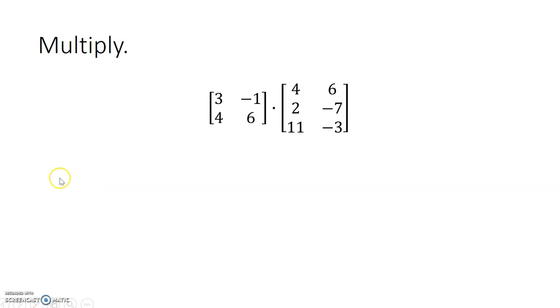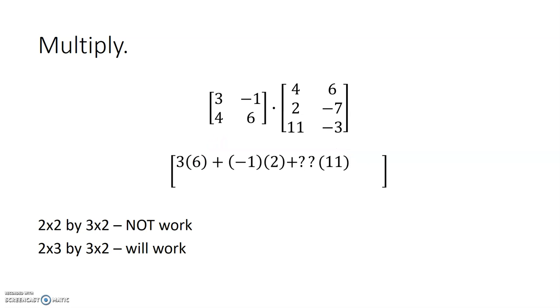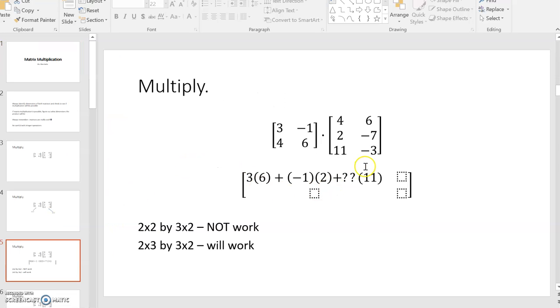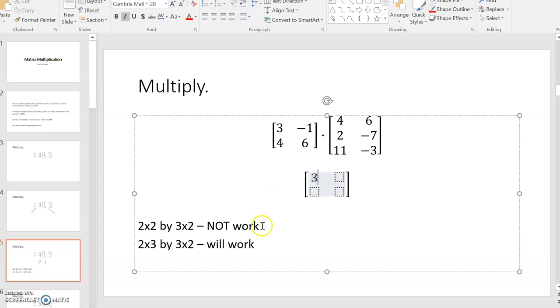So for our first one, again, I like to start with identifying the dimensions of both matrices. Here I have a 2 by 2 and a 3 by 2. And a couple of you might already be realizing, uh-oh, this does not look good. When I go through to multiply them, I just like to show it, so I'm going to erase this.